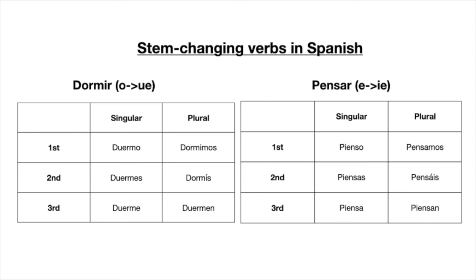The reason why is because the stress changes, right? I have duermo, duermes, duerme, and then dormimos, dormís, and duermen. So the diphthongization doesn't happen on unstressed syllables. It only happens on stressed syllables. So that's why when I have these stem changing verbs, they don't stem change on first plural and second plural, because the stress is changed from the vowel sound and it's kicked back to the syllable that comes after that.